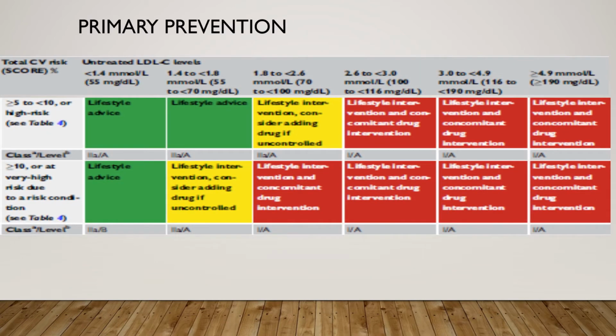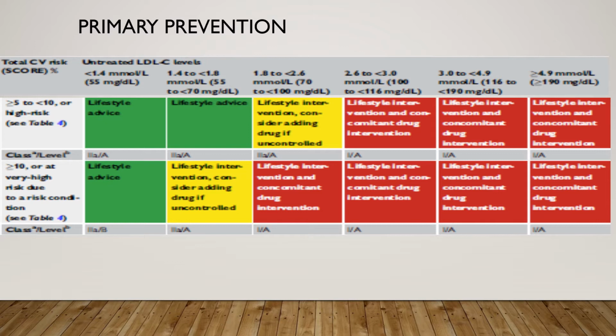High risk. In a patient with high risk, for primary prevention, you may add a drug if the lifestyle modification is not proven effective, if the LDL cholesterol is less than 100. But it's mandatory to start treatment with whatever drug you choose for those patients with high risk whose LDL cholesterol is between 100 and less than 116.